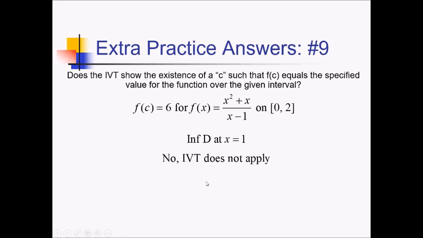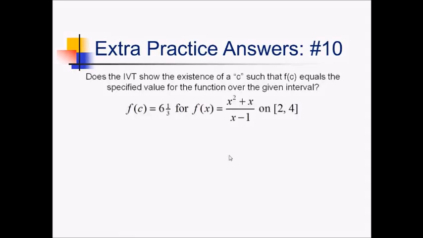For this problem, we're trying to figure out if the IVT shows the existence of a c value where f of c is 6 1/3 for this function on this interval. So basically, are we guaranteed to have this y value show up for this function between the x values 2 and 4? With IVT, we always check continuity of the function on the interval. Where is this function discontinuous? Well, we have an infinite discontinuity at x equals 1.